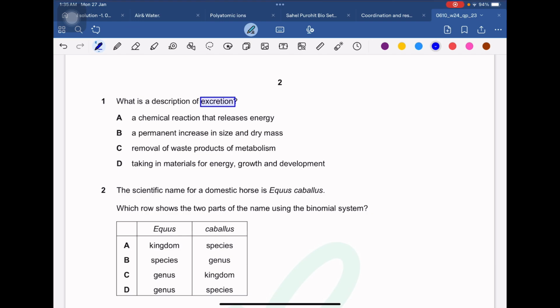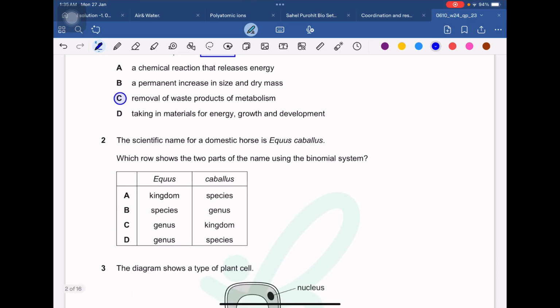So we very well know that excretion is the removal of waste toxic products from the body. So according to that, the most appropriate answer for this will be C, that is removal of waste products of metabolism. Let us move on to the next question.